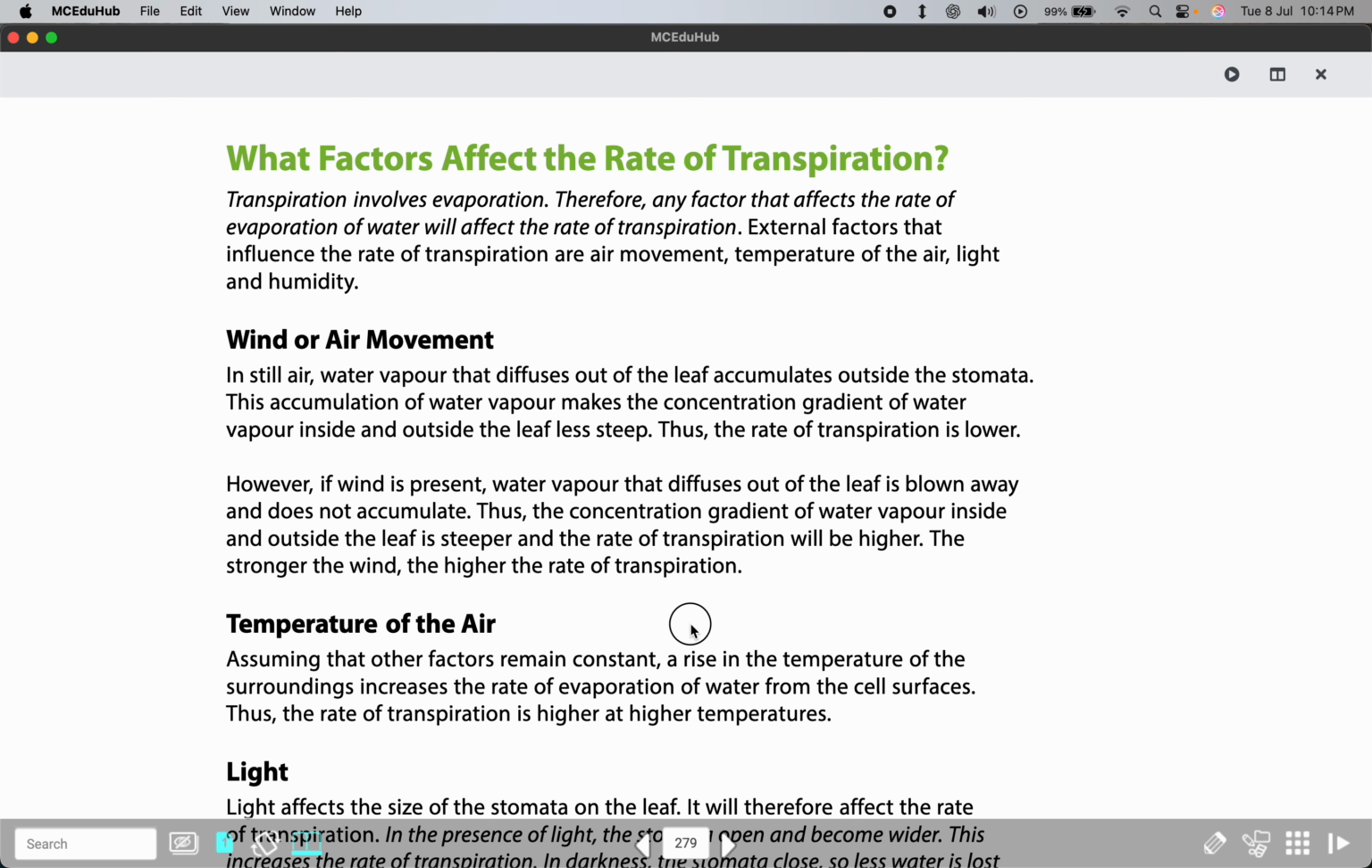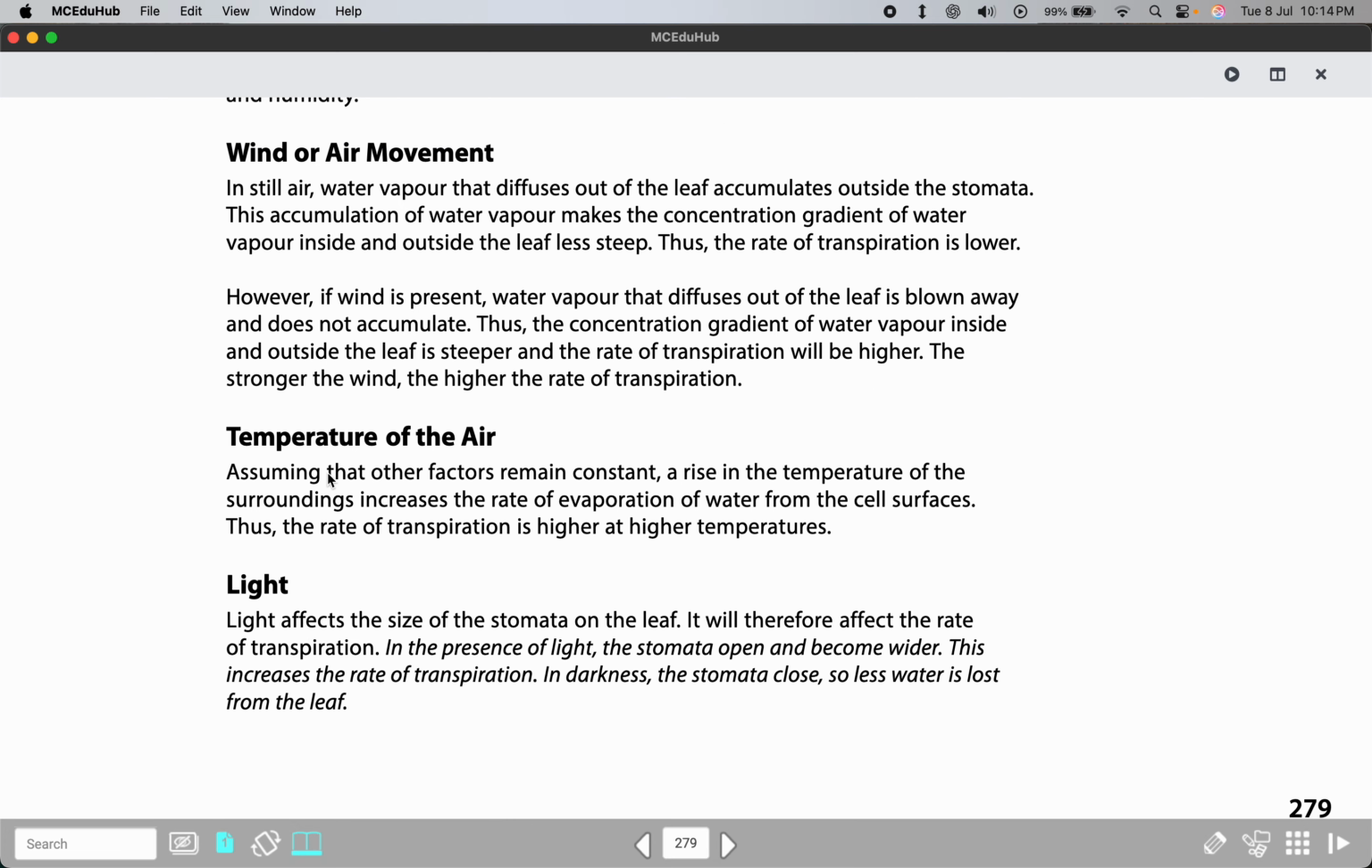Okay, the temperature of the air. We know that a high temperature will increase the rate of evaporation of water. So the higher the temperature, the faster the rate of evaporation of water from the cell surfaces, and therefore the rate of transpiration will be higher at high temperature. Nothing much to elaborate.